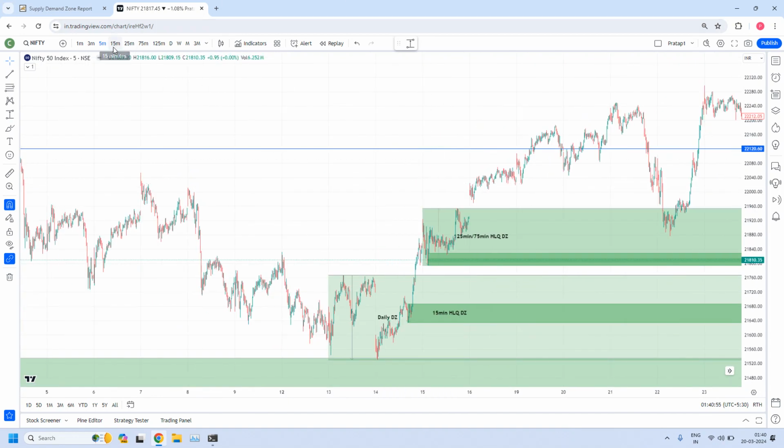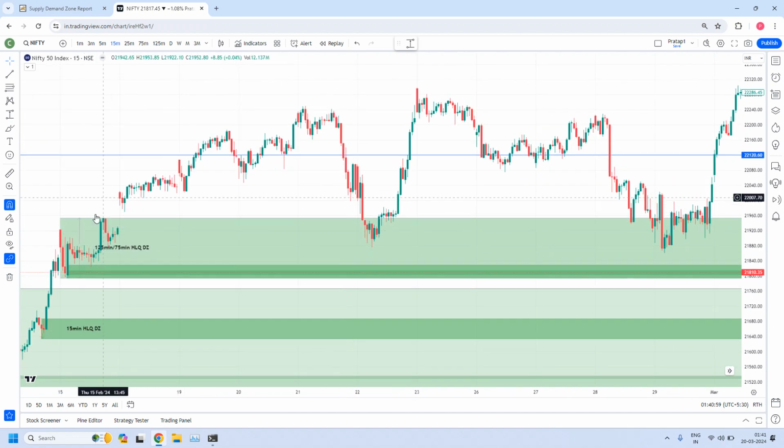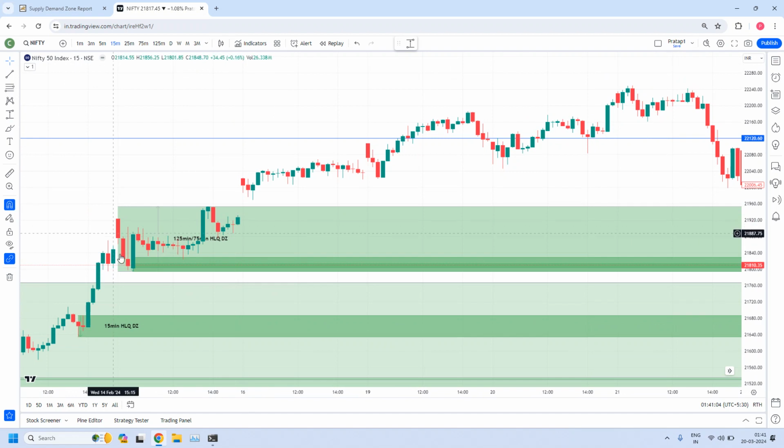So let me go one time frame below, one time frame below 75 minutes. See here, we have a 15-minute zone. We have a drop, base, rally. Of course, this base candle is not a very convenient one. Its range is very high, but still from a fine-tuning point of view you can consider it. This is drop, base, rally.